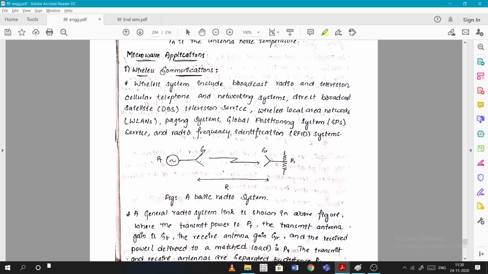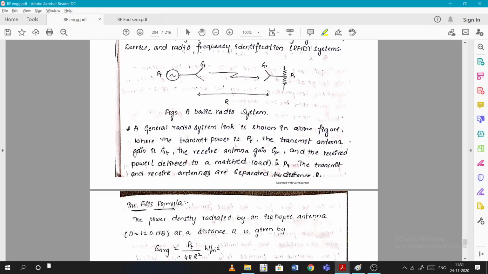Now, what happens here is there is a source connected to an antenna. The source transmits a wave with power PT, and this transmitting antenna has a gain of GT. The receiving antenna has a gain of GR and receives a power of PR. This is basically a radio system. In general, the radio link is shown above, where the transmit power is PT. Basically, the received power is absorbed by a resistor, that is, a load.